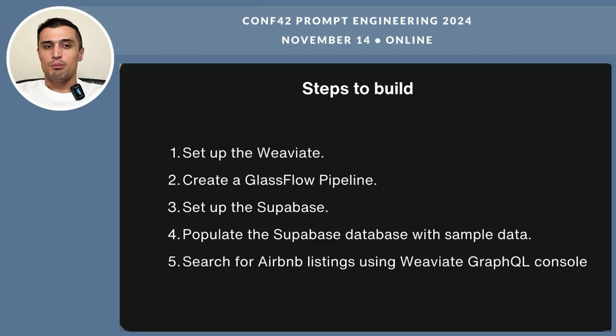Here is how we build our pipeline. We start with setting up our vector storage, which is our final destination. We create a pipeline with GlassFlow, and we set up Supabase with a sample Airbnb data. Then we run the pipeline. Once the data is already in Weaviate, I will show you how you can query Weaviate using this GraphQL console. Let me bring your attention to the demo.